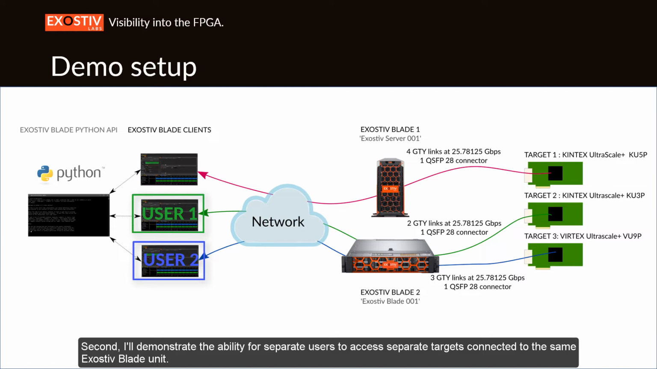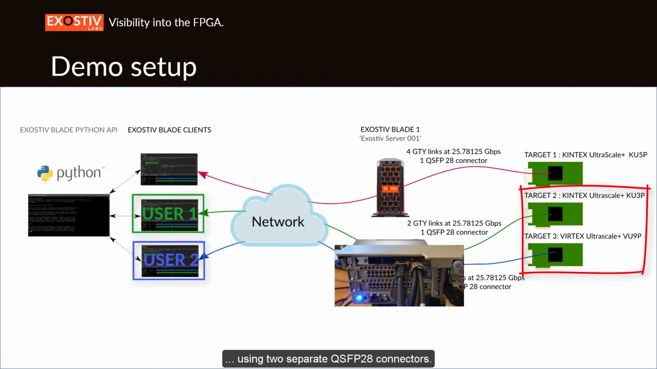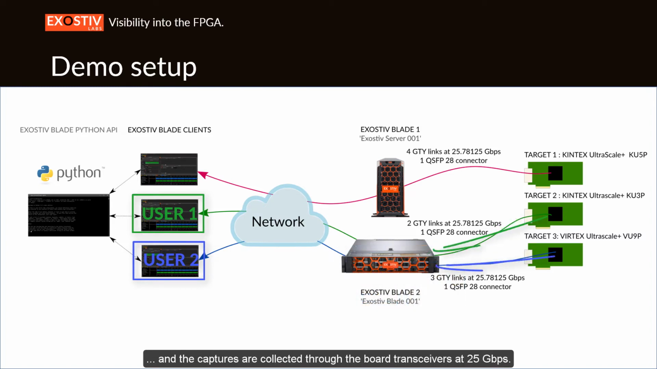Second, I'll demonstrate the ability for separate users to access separate targets connected to the same Exostiv Blade unit. One Exostiv Blade is connected to two separate target boards using two separate QSFP28 connectors. Each board contains data generators that can be sampled, and the captures are collected through the board transceivers at 25 gigabit per second. Please note that 1 to 4 transceivers can be used in a single QSFP28 connection of the blade. Multiple such connections can be used for a single FPGA or more than one device.